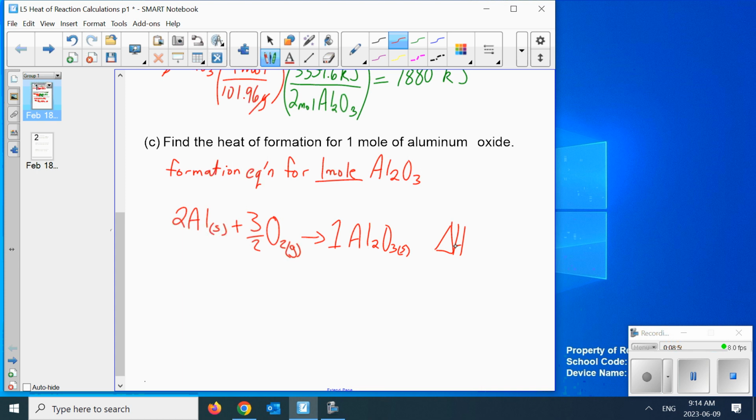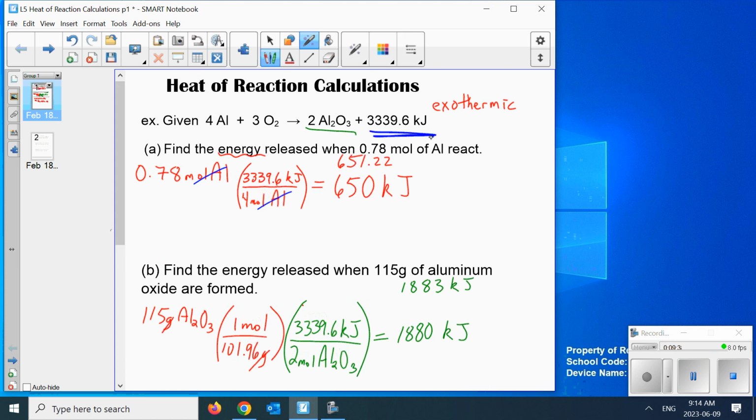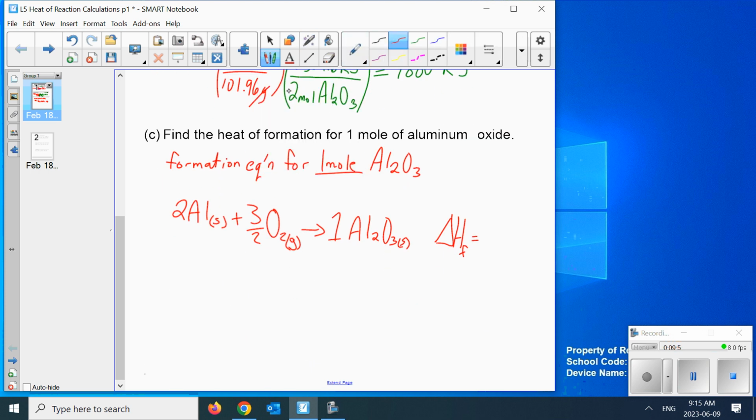Now the big thing is that delta H formation. Now, we also divide that 3,339.6 by 2. But we said it was exothermic, right? It's on the right-hand side. So what is the sign of this enthalpy of formation? Positive or negative? It's on the right-hand side. If this energy is on the right-hand side, we know it's divided by 2 for the number, but is it positive or negative? Negative, yeah. Say it all. Negative. And if I divide 3,339.6 by 2, I get 1669.8.